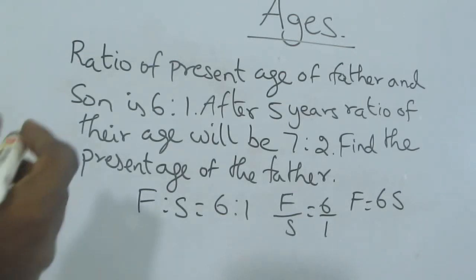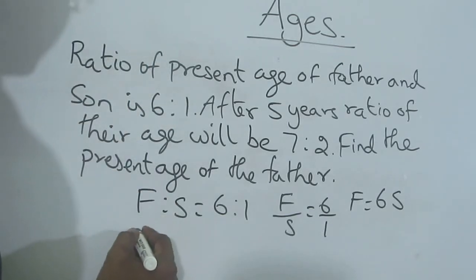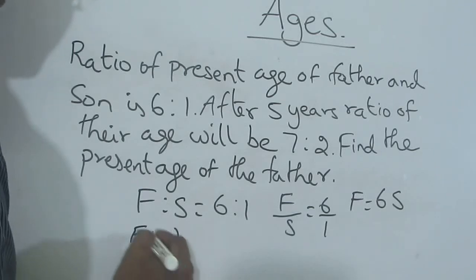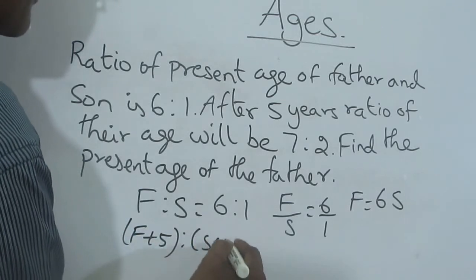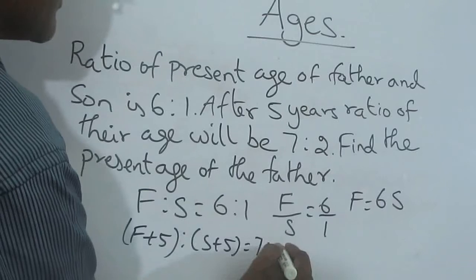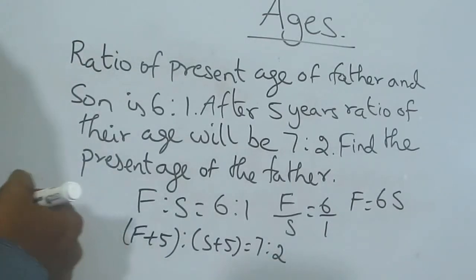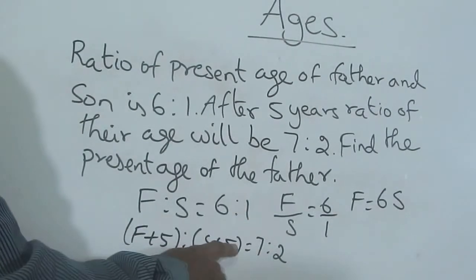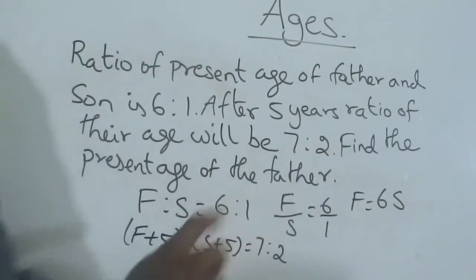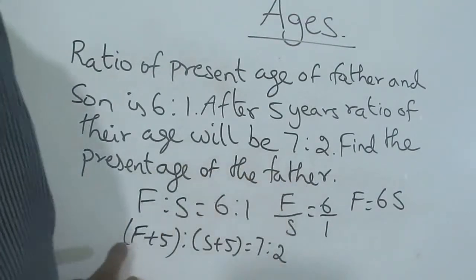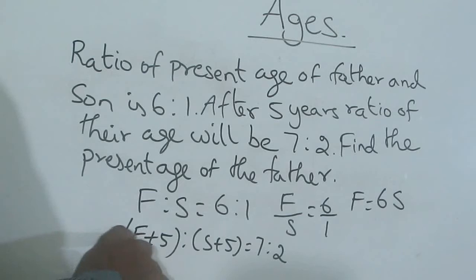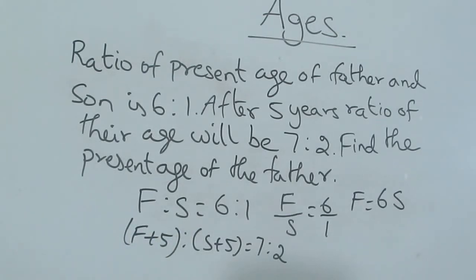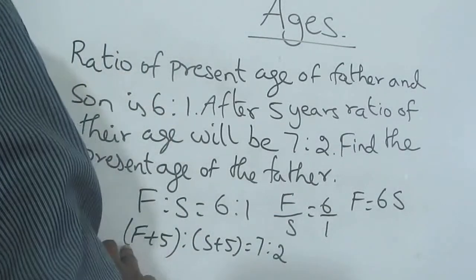Now what they have given is, after 5 years, father will be F plus 5 and son will be S plus 5. So what is the ratio? 7:2. So F plus 5 is to S plus 5 equal to 7:2. Instead of this, we know a ratio we can write as a fraction. So what is the first step we can do? So what we know, F equal to 6S.